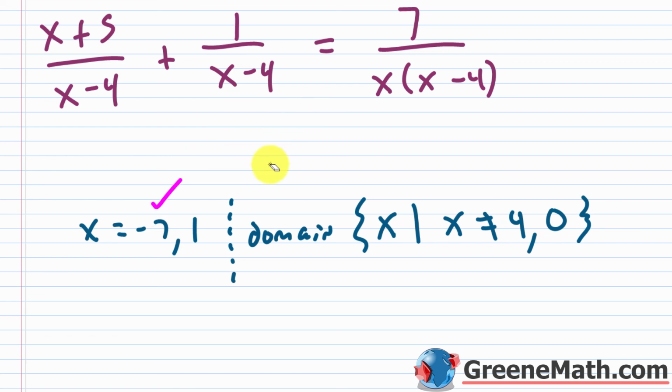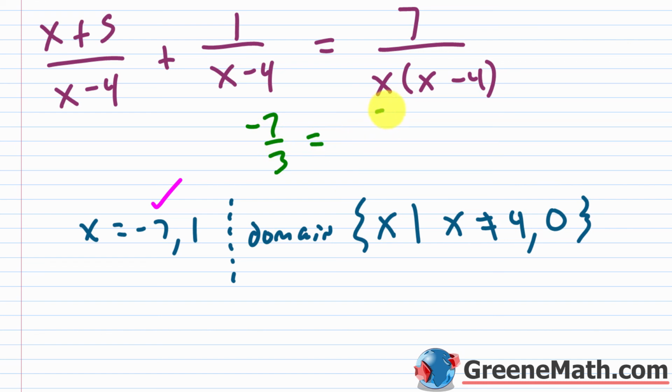Okay, let's check 1. I think that'll be actually a little bit easier. So 1 plus 5 is 6 over 1 minus 4, which is negative 3. So 6 divided by negative 3 is negative 2. Then plus, you have 1 over 1 minus 4, which is going to be negative 3. So for this one, I'll shift this up here to a minus. I'll put this negative 2 as negative 6 over 3. And then negative 6 minus 1 is negative 7. So this is going to be negative 7 over 3.